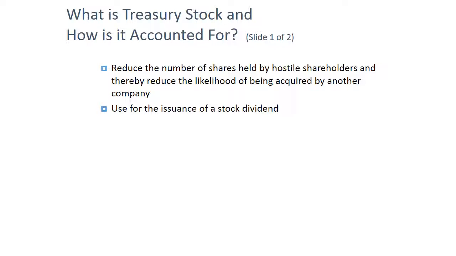They may use it for the issuance of a stock dividend. What's important to remember is treasury stock is not an asset. So when the company buys its own stock back, it does not debit an asset account.